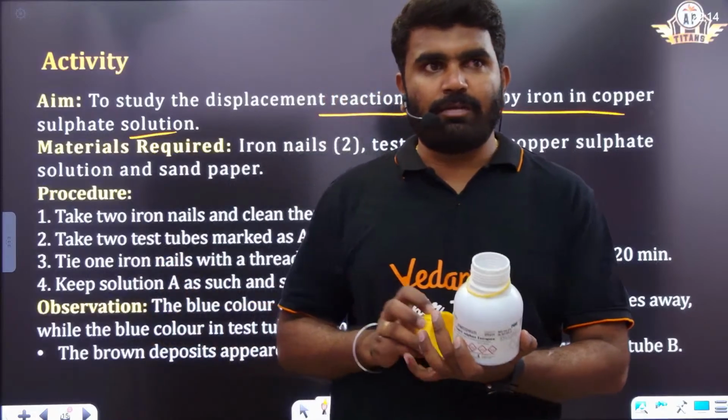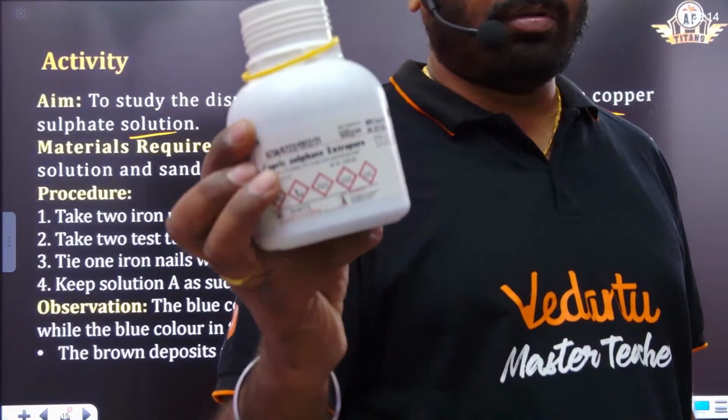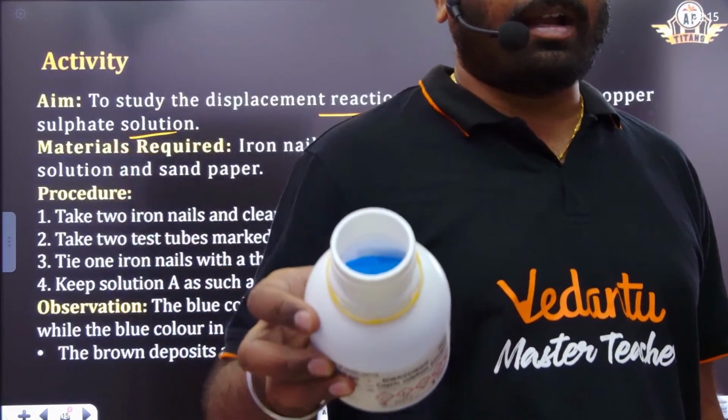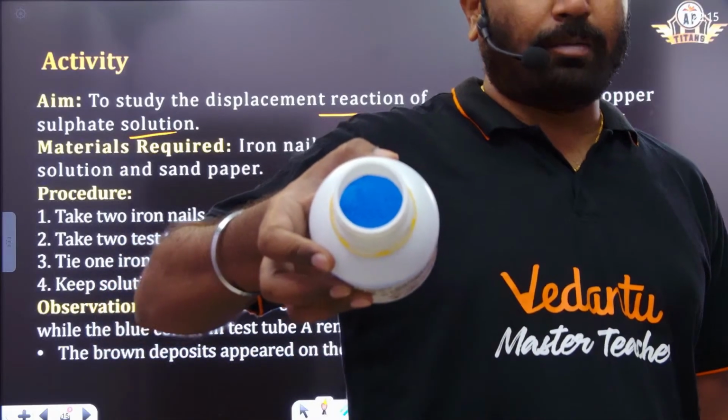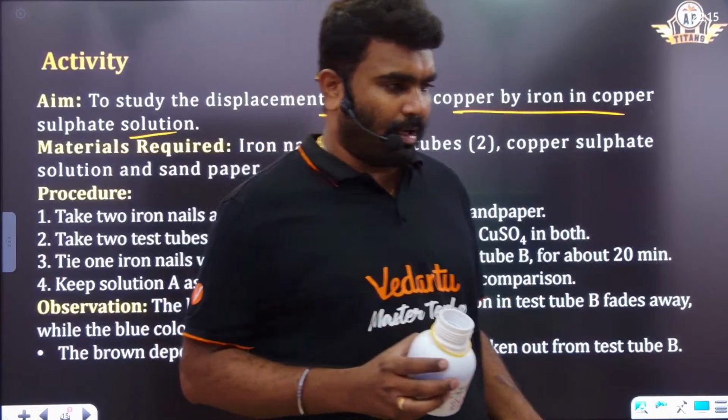So this is what, beta? This is the copper sulfate. Let me show. So this is copper sulfate and the color of copper sulfate you can see is blue. So the color of copper sulfate is what, beta? Blue in color. So we'll try.